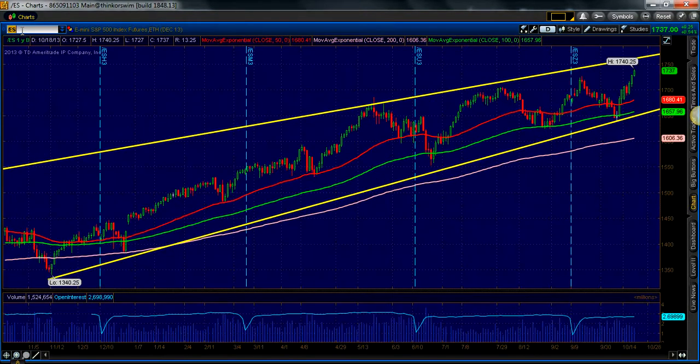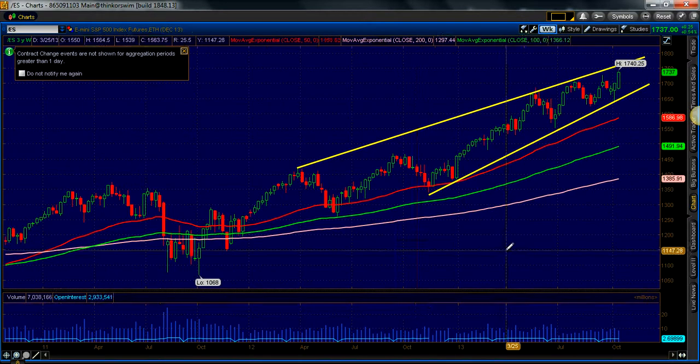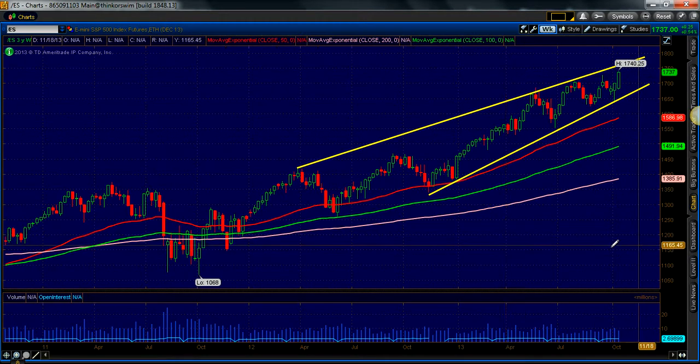Let's go to E-minis. Another instrument that we don't trade straight up but has significant impacts on the forex market. This is the weekly chart of E-mini futures. It is a rising wedge. This is about, though, the third or fourth iteration of the rising wedge that I've had to draw.